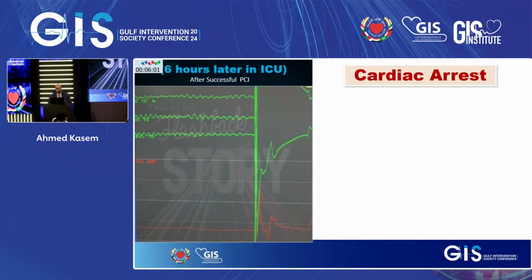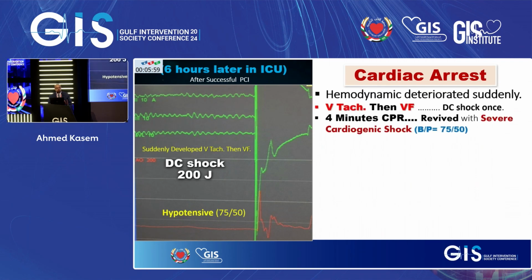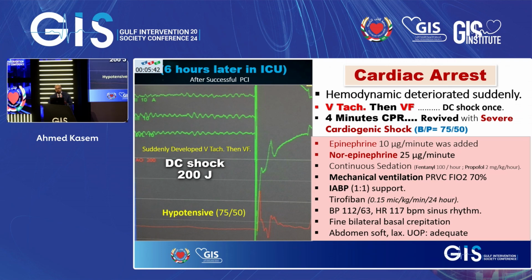So, the flashback story of this case: I asked our fellows and colleagues in the ICU, and the patient developed cardiac arrest 6 hours after the PCI in the ICU. He had 4 minutes of cardiac arrest, CPR was done, VTAC, VF, DC shock was given, and he was revived with severe cardiogenic shock. Then they gave him epinephrine in addition to norepinephrine.